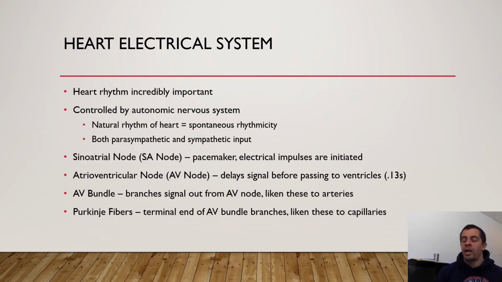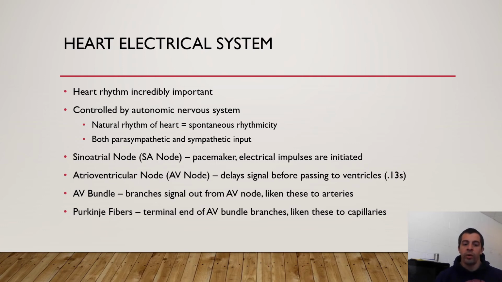So, as I already stated, your heart rhythm is incredibly important. It cannot be too fast or too slow. What really dictates the heart rhythm is your SA node and your AV node. Your SA node is the pacemaker. It initiates the electrical signal. But before the electrical signal can get down to the rest of the heart, it needs to be cleared by the AV node. It delays the signal until it's the appropriate time to release it.